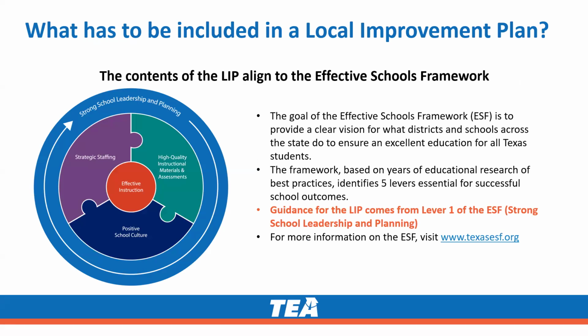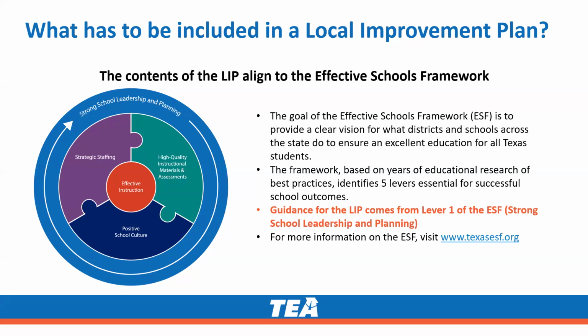So what has to be included in the local improvement plan? Well, our guidance for what has to be included in this plan really comes from the Effective Schools Framework, or the ESF. The Effective Schools Framework is intended to give a clear vision of what districts and schools across the state do to ensure excellent education for all students. One of these levers in the Effective Schools Framework is around strong school leadership and planning, and that's where we're pulling our guidance from.